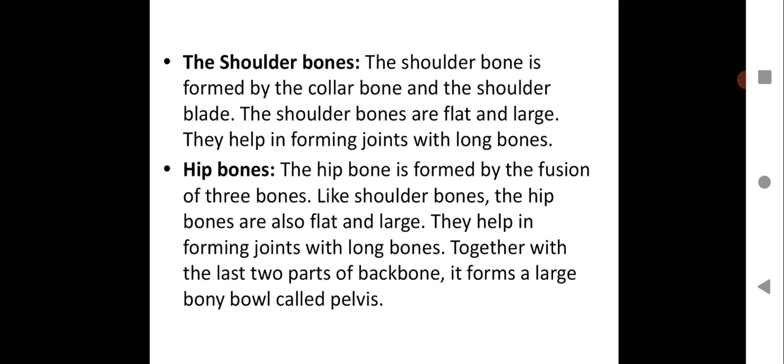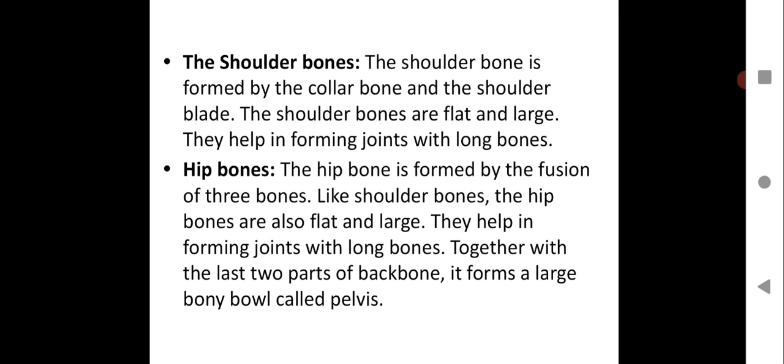The shoulder bones. The shoulder bone is formed by the collarbone and the shoulder blade. The shoulder bones are flat and large, and they help in forming joints with long bones. Please take down all these points in your notebook, children, and you should know what you mean by shoulder bone and how it is formed. It is formed by the collarbone and the shoulder blade. You can check your shoulder. So many types of bones we have in the body. An adult has 206 bones in the body.